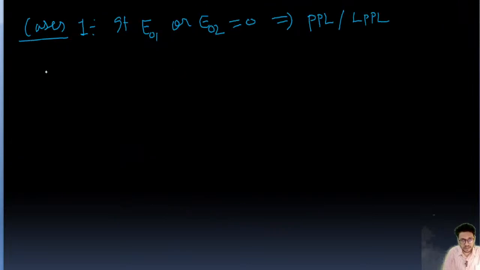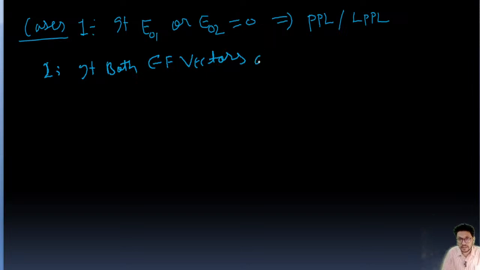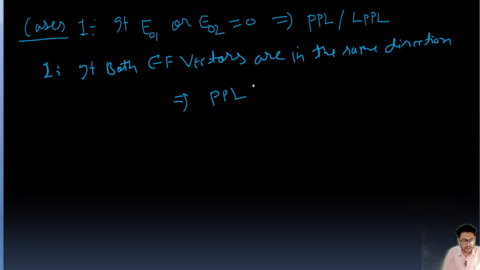Next, number two: if both electric field vectors are in the same direction, I will solve questions later and it will clear all your doubts. So in the same direction, it means the light is PPL, plane polarized, linearly plane polarized light. So this is the second point.